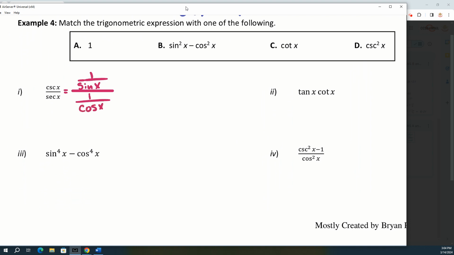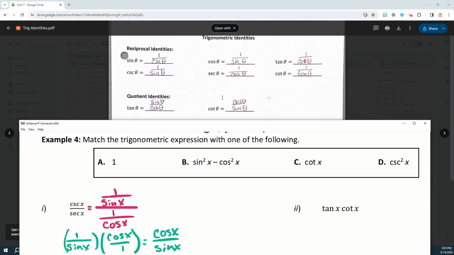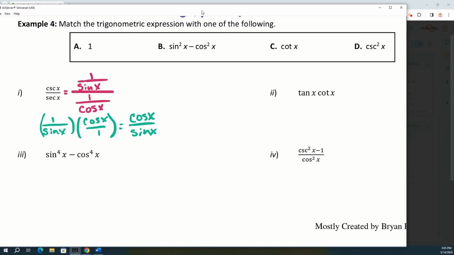Just using the reciprocal identities. All right, then I would take the numerator and I would multiply by the reciprocal of the denominator. And when I do that, I'm going to get cosine of x over sine of x, and that is a straight identity. Cosine of x over sine of x is going to be cotangent of x, which is an answer choice, which is great. That's just going to be C.